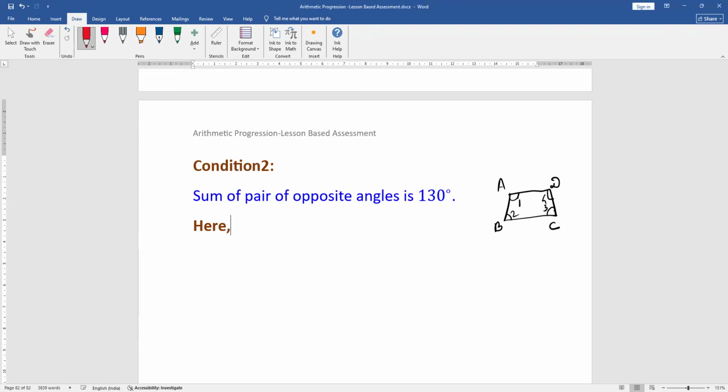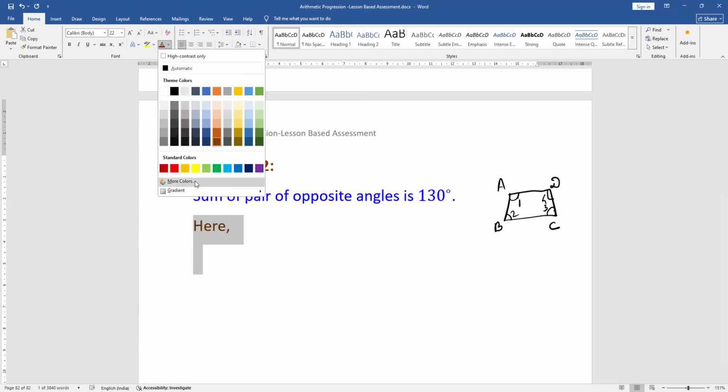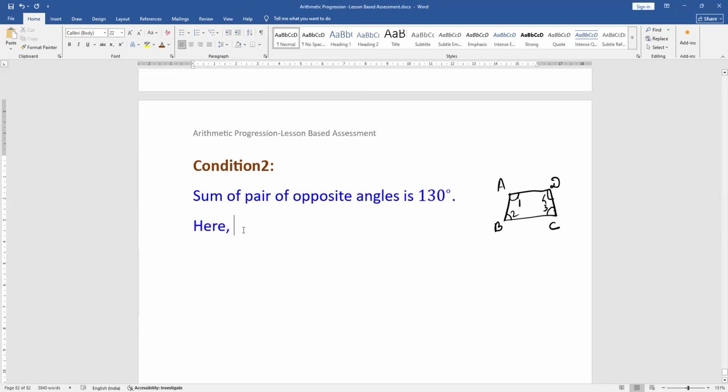Here, here, we take first and third angles as opposite angles.